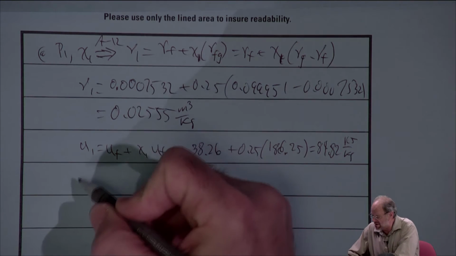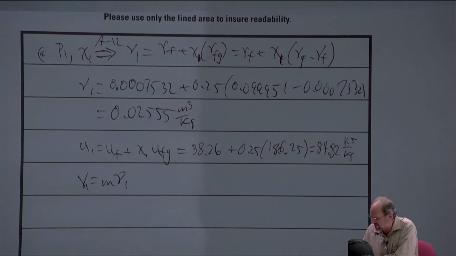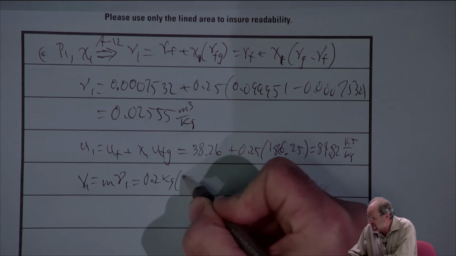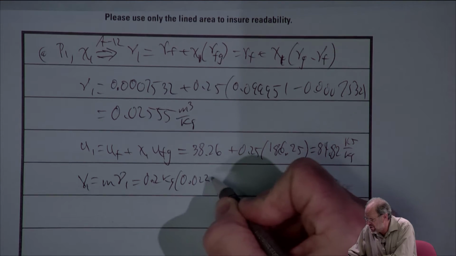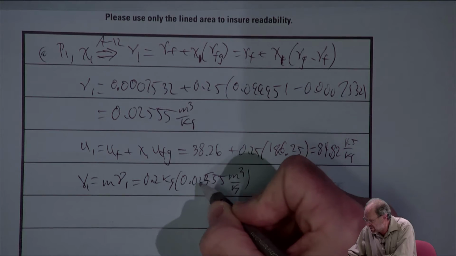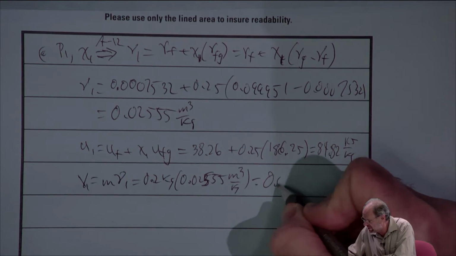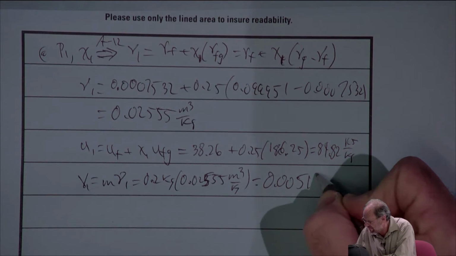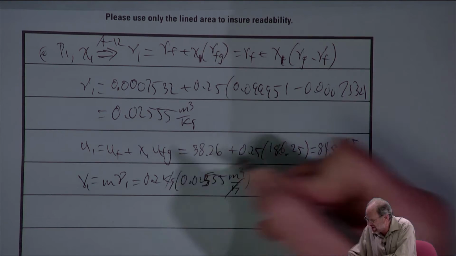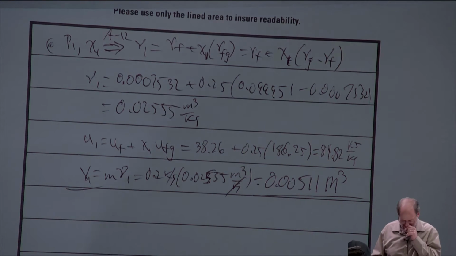Let's also find the volume at this point. So that's the mass times the specific volume. So 0.2 kilograms times 0.2555 cubic meters per kilogram. And that's going to give me 0.00511 cubic meters. So kilograms cancel. And there's the first thing that we're looking for, the volume.